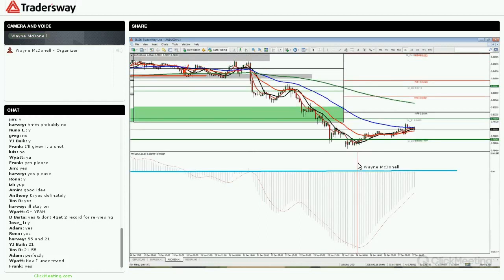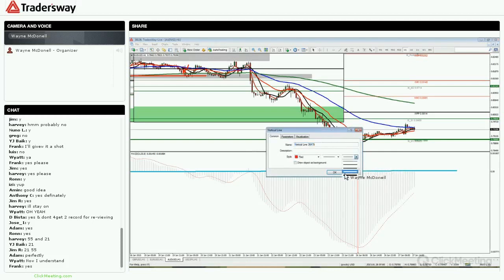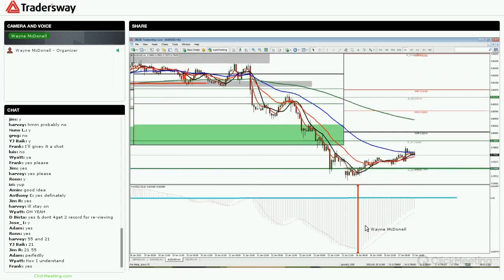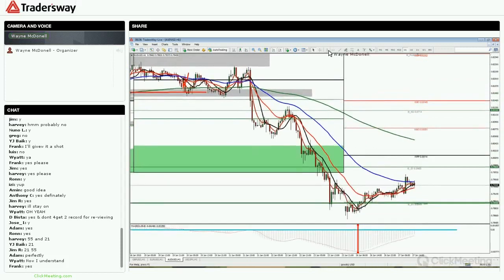Let me make this a bigger line. Hang on. That's where it crossed over, started heading back toward the water line. 21 is still below the 55, but the distance between the 21 and 55 is converging. So you take this up now, and I'll extend the vertical line from that point. And right there is when the market was already becoming less bearish.